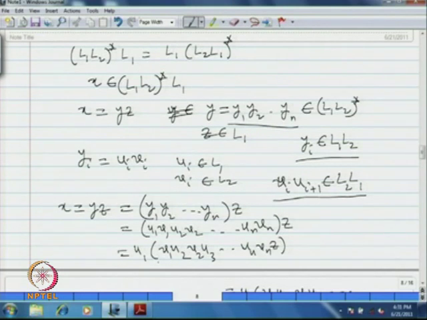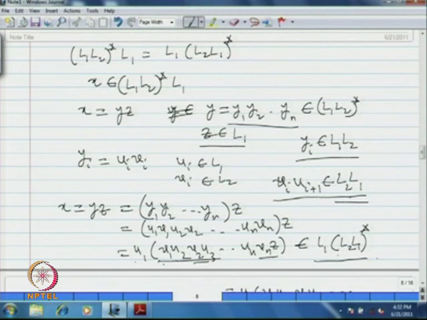Now, v1 u2, v2 u3, all of this belongs to L2 L1. Eventually, vn z belongs to L2 L1, since z belongs to L1 and vn belongs to L2. And again, u1 belongs to L1. Therefore, this belongs to L1 concatenated with (L2 L1) star, because these are concatenations of strings from L2 L1. Therefore, starting from x belongs to L1 L2 star L1, we have found that x belongs to L1 (L2 L1) star.